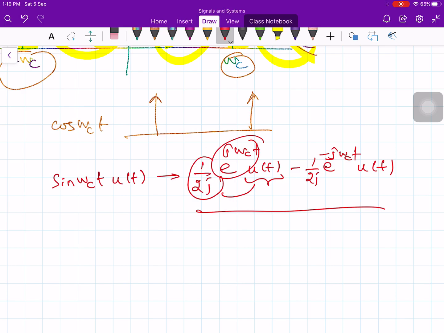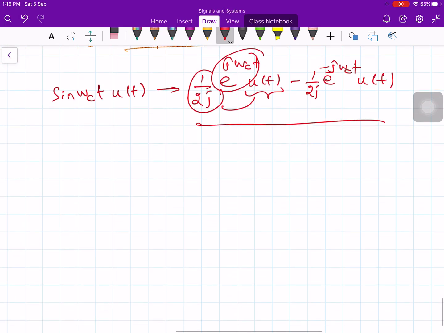Okay. So, let me stop at this point. In the next lecture, we will talk about a few more additional properties like the convolution property, and if time permits, we will discuss the integration property also.